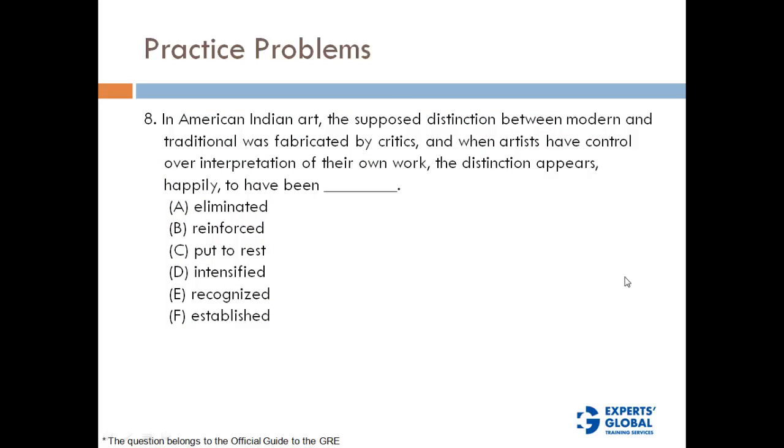So let's look at this one. What are the main ideas? In some kind of art, the supposed distinction, if you notice this word supposed, between modern and traditional was fabricated by critics. This is the first idea: the critics fabricated. That means they lied, or they created a fake impression that there was a distinction between modern and traditional. That is why we have this word supposed here.